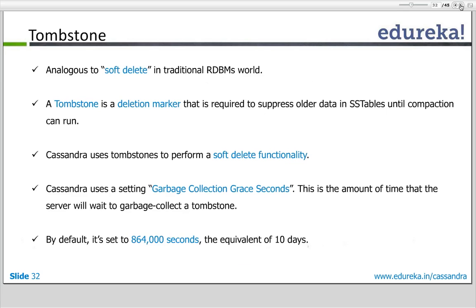So this is what we mean by a soft delete. The data will not be deleted. It's just that when a user tries to access it, it will not be shown, but the data still resides in the backend, in the physical devices, in your hard disk. A tombstone is nothing but a kind of flag that we set for this soft delete functionality, saying this particular column or this particular row key has been deleted. So when you access the data from Cassandra CLI, it won't show you the columns that you have already deleted.